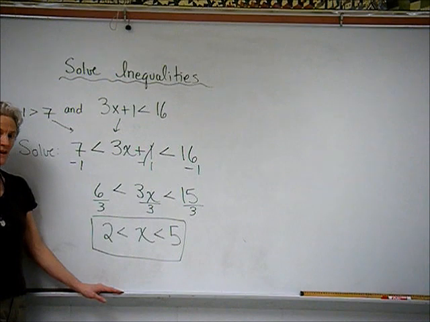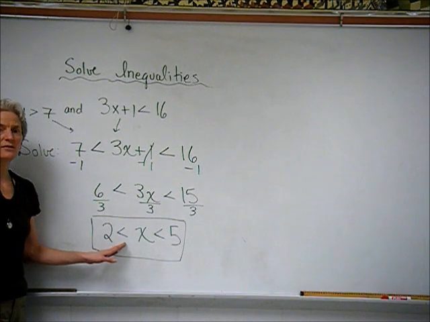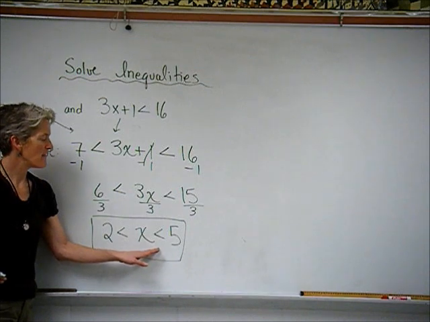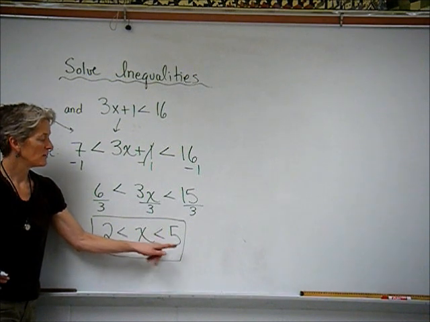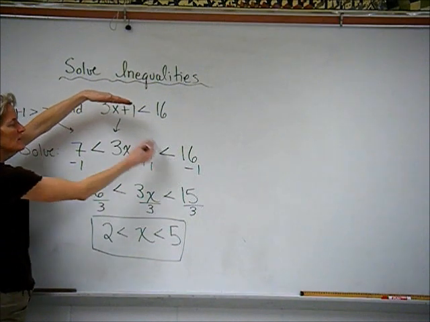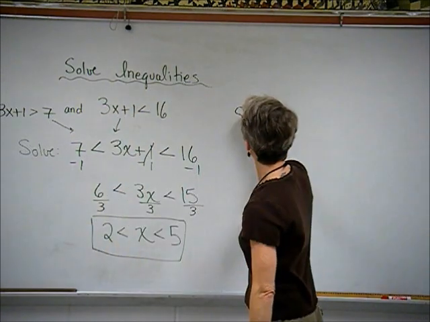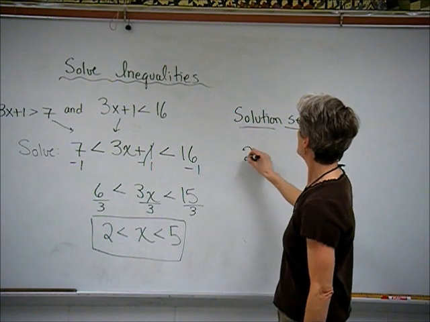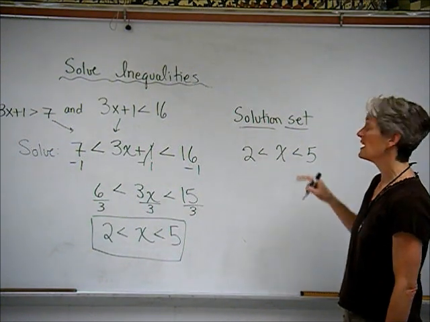That's kind of nifty. That means if I plug in anything bigger than 2.000000001, anything like 3, 3.5, 4, pi works, 4.999999999 works, 5 doesn't work. If I plug in any of those x's into this inequality, I will get a true statement. So this is my solution. That's my solution set, is what we sometimes call it. 2 is less than x, which is less than 5. Or x is greater than 2 and less than 5.